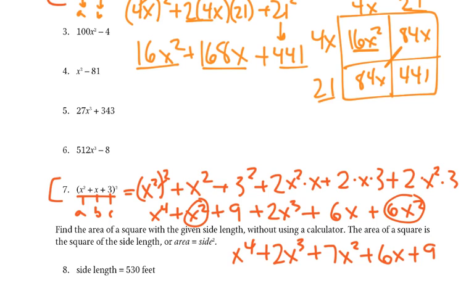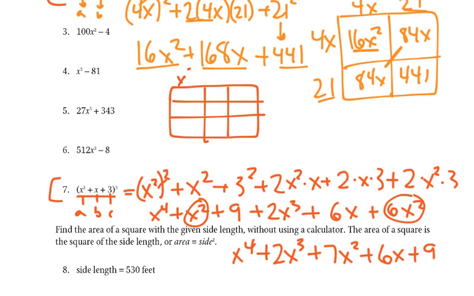Okay, could we use the box method here? Yeah, we would just make it 3 by 3, right? X squared, x, and 3. X squared, x, and 3. So x squared times x squared, x to the 4th. X squared times x, x to the 3rd.